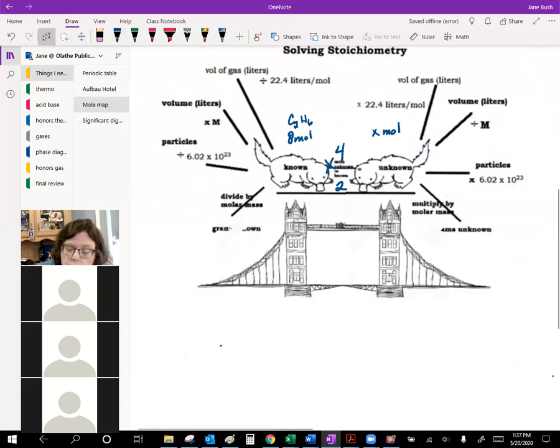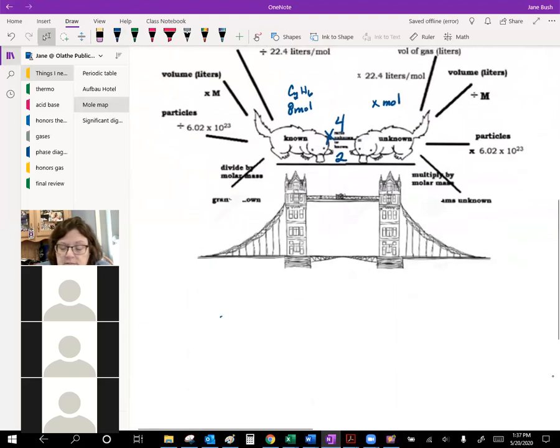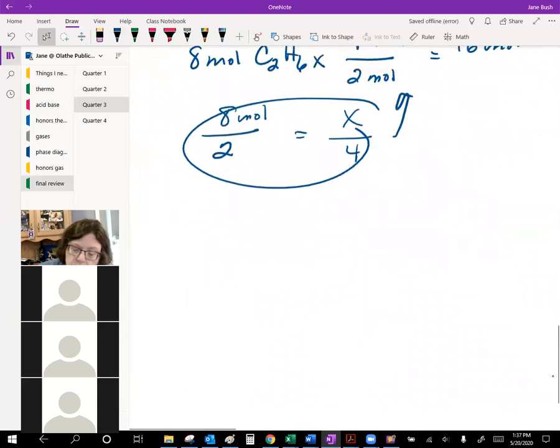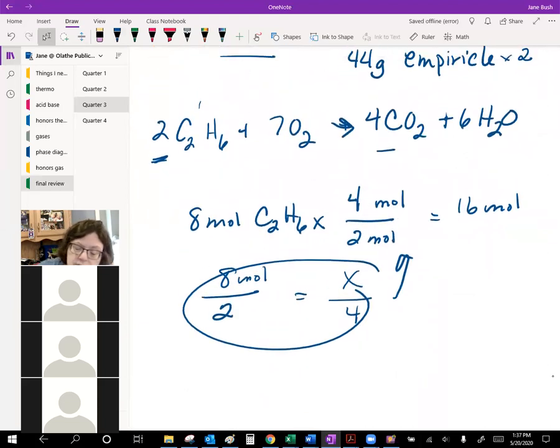But what if we throw something else at you? For instance, instead of telling you moles, what if I tell you, I'm going to use the same one. Let's see if I can copy it.